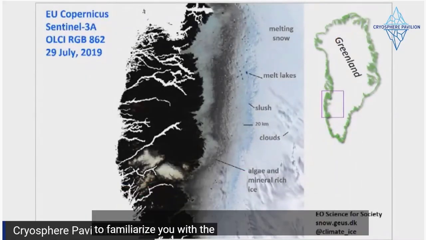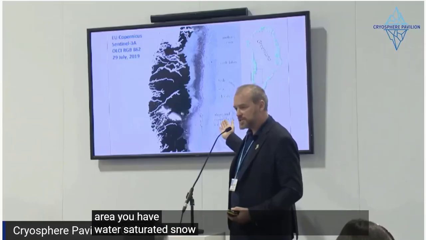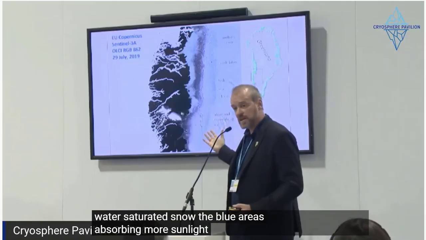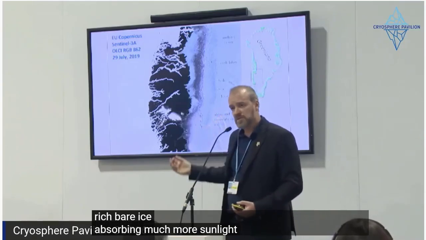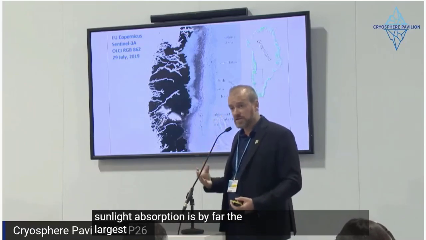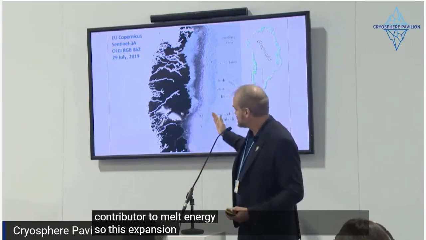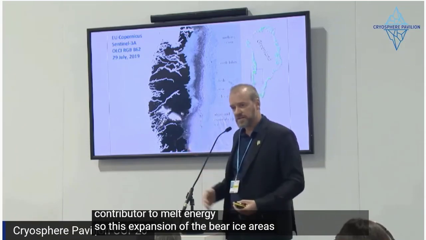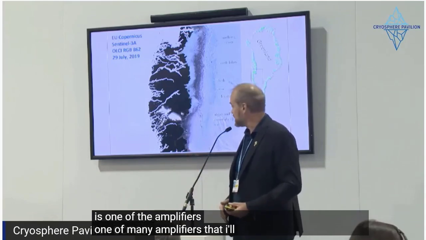To familiarize you with the bare ice area, you have water-saturated snow, the blue areas, absorbing more sunlight, and the impurity-rich bare ice, absorbing much more sunlight. The sunlight absorption is by far the largest contributor to melt energy. So this expansion of the bare ice areas is one of the amplifiers, one of many amplifiers that I'll talk about.